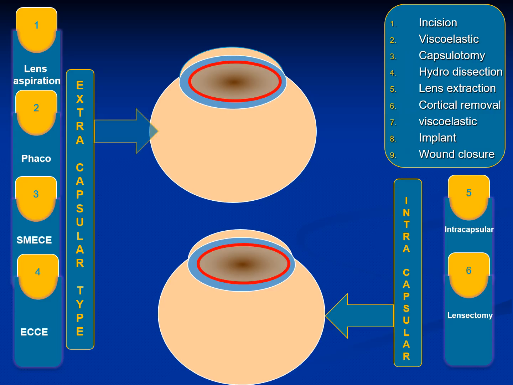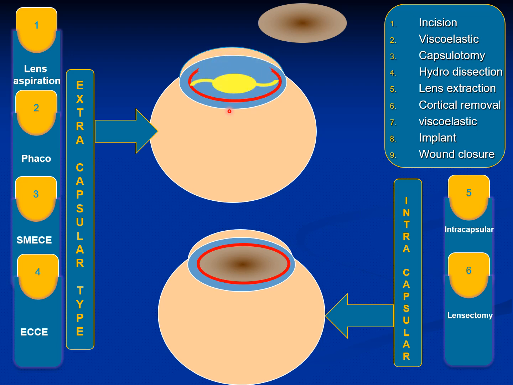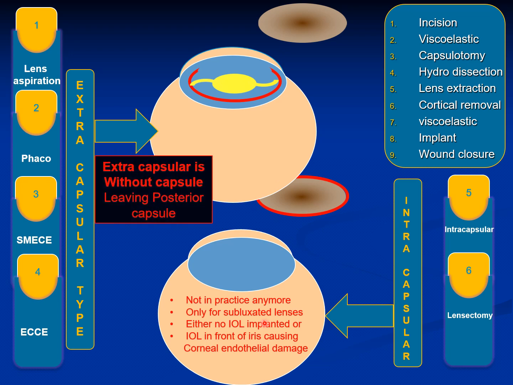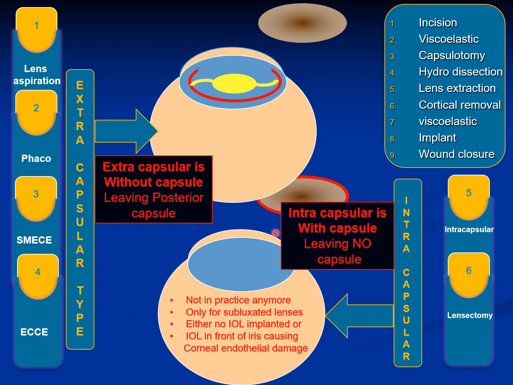Now look at the top one, this cataract. We are going to take the capsule off. Look at that again. And the lens is coming out, but the posterior capsule is still there and the implant will rest on the posterior capsule. In this example, the whole lens along with the anterior and posterior capsule is coming out. So this is intracapsular cataract extraction. So remember, extracapsular is leaving the posterior capsule, while the intracapsular is leaving no capsule behind. Remember that.